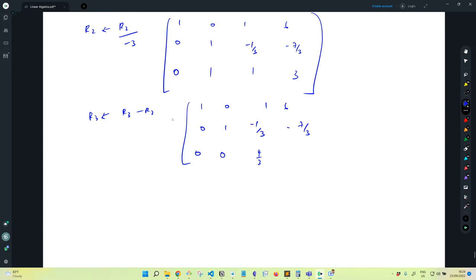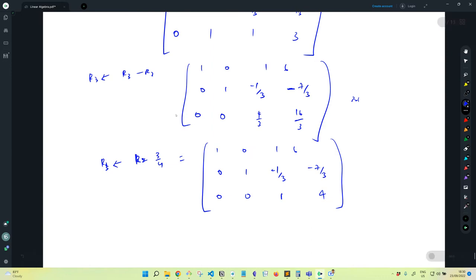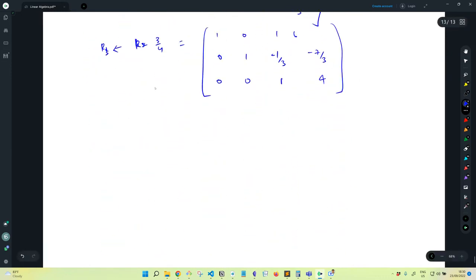3 plus 7 by 3 will be 16 by 3. Now I need to make this entry 1, so R3 equals R3 into 3 by 4. This will give me 1, 0, 1, 6, 0, 1, minus 1 by 3, minus 7 by 3, 0, 0, 1, and 16 by 3 into 3 by 4 will be 4. Now I'll bifurcate this matrix into Ax equal to B.